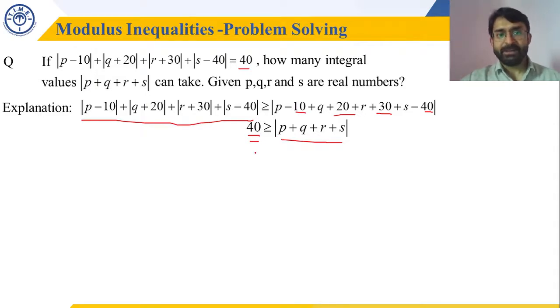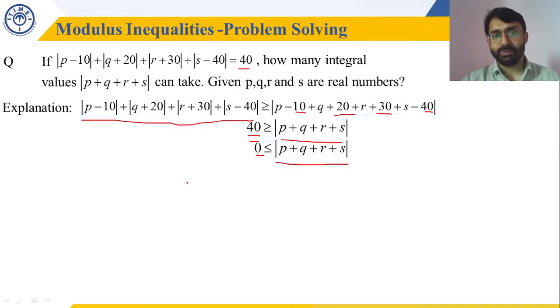Now if I move ahead, I know that mod of P plus Q plus R plus S is definitely greater than or equal to 0. This is mod, and it is definitely greater than or equal to 0 because it is a magnitude. So if I combine these two results, what will I get? I'll get mod of P plus Q plus R plus S is greater than or equal to 0 and less than or equal to 40.